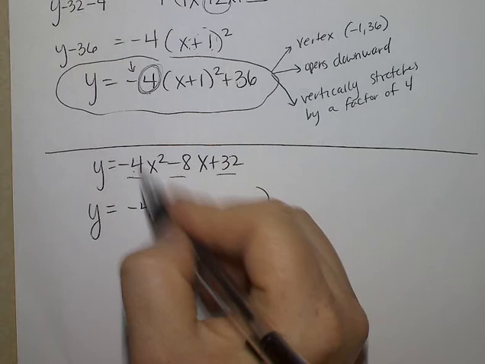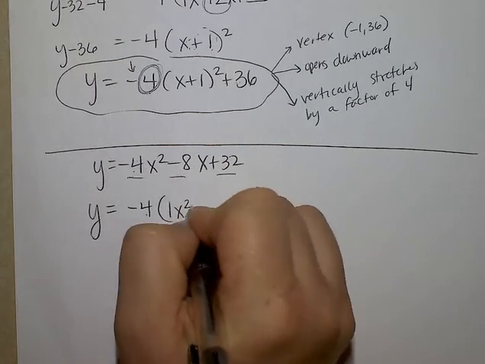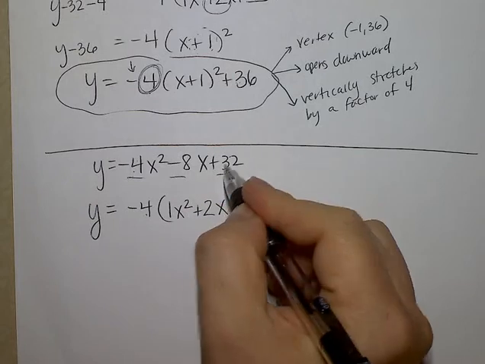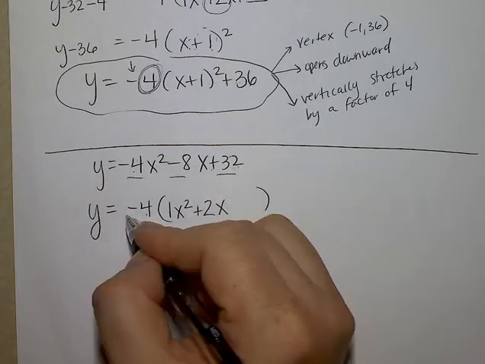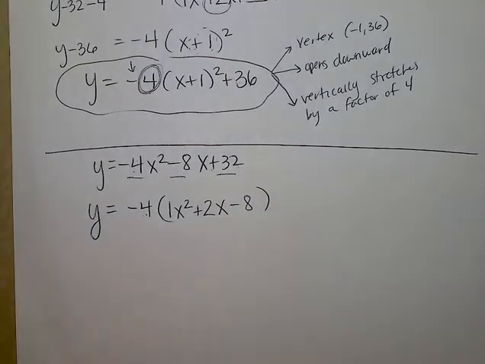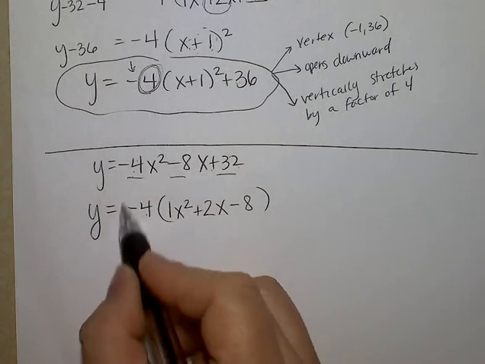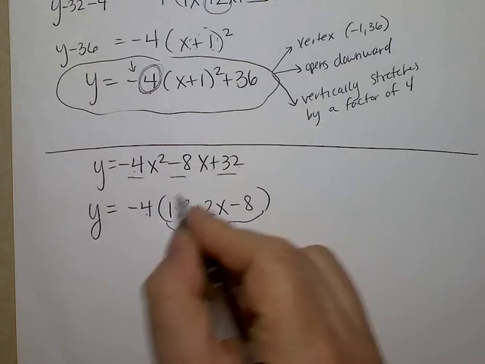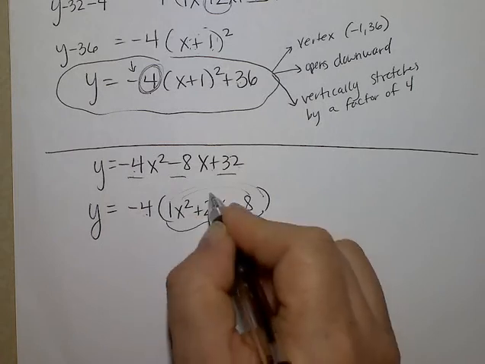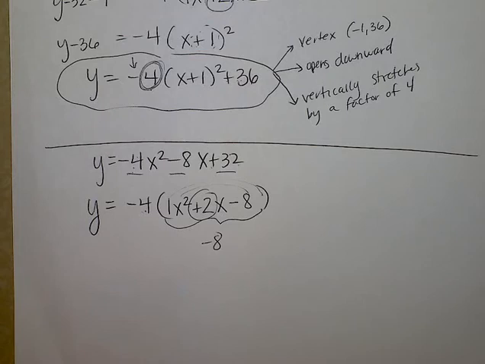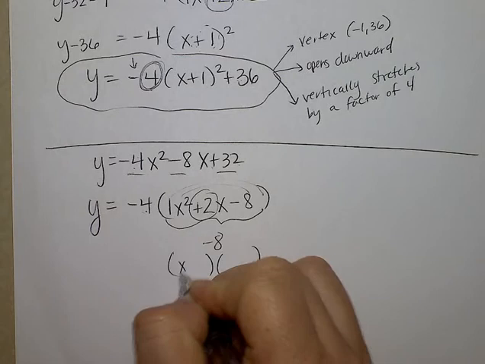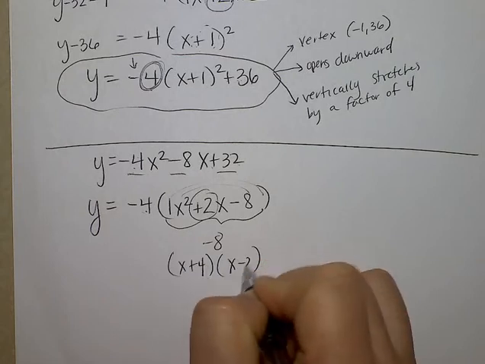Negative 4 divided by negative 4 is 1. Negative 8 divided by negative 4 is 2. Bring down the x. And positive 32 divided by negative 4 is negative 8. Okay, so we're going to kind of forget about this negative 4 right now. We are focused on the trinomial inside. So what multiplies to give you negative 8 and can combine to give you positive 2? Is it possible to come up with two integers? And it is. Integers would be x plus 4 and x minus 2.